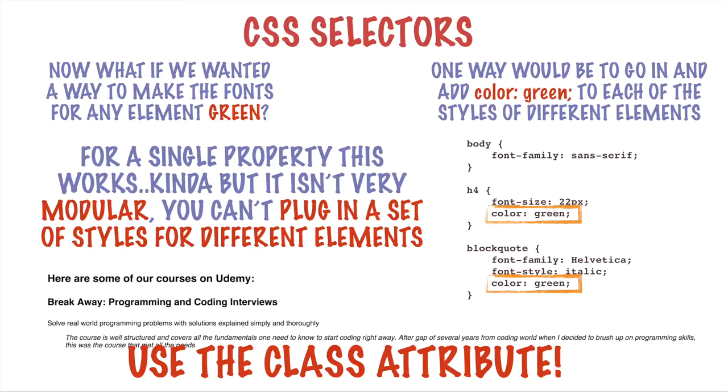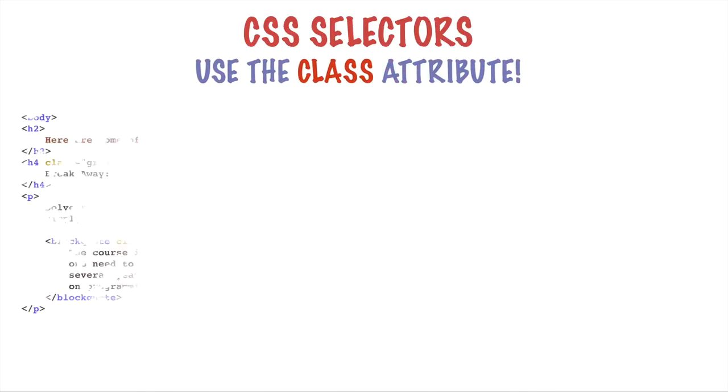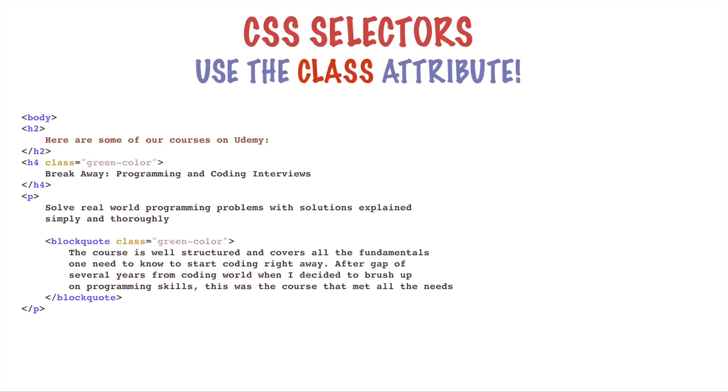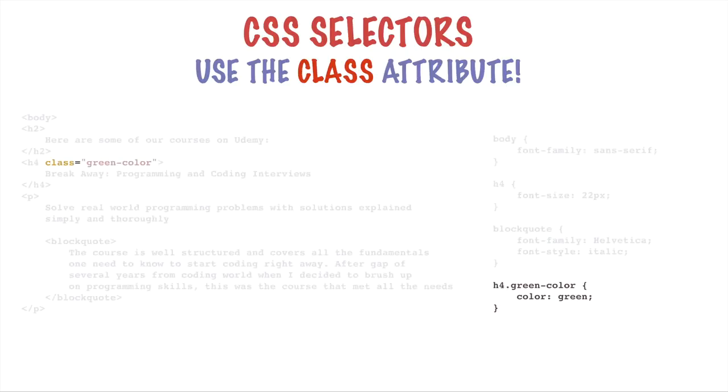It's not pluggable. You can't specify that this particular style or this assignment ought to work for a bunch of different styles. And the way in which we do this in a modular and pluggable fashion is using the class attribute. The class attribute is one of the most important parts of the interplay between HTML and CSS, so let's be sure that we really understand what's going on here. We specify the class attribute along with the name of a class on any HTML element that we want to refer to or that we want to class together.